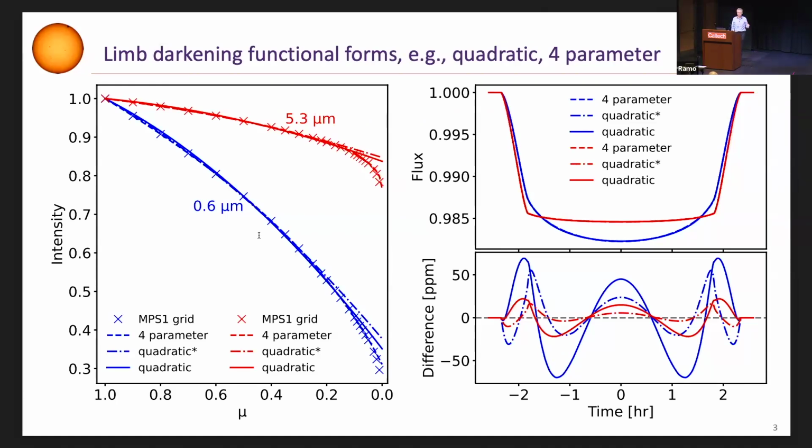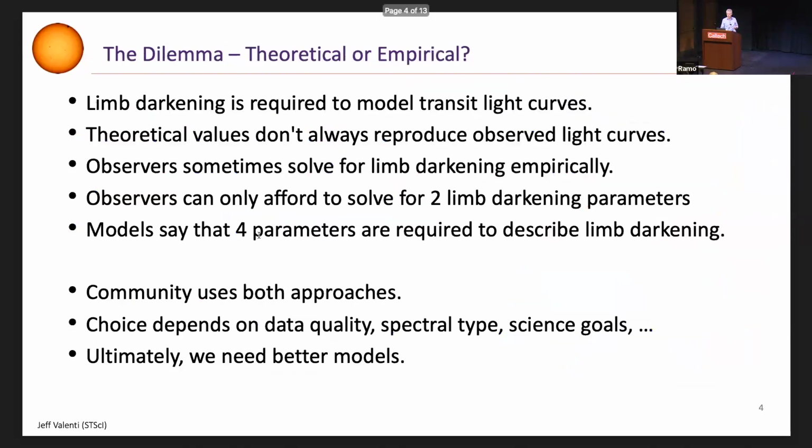And then in the bottom are the residuals. If you do these different approximations, the two different quadratic approximations relative to the 4-parameter, you can see it's a 50 part per million effect. So that's enough to start mattering, right? That's the point. We have data now that we're getting down to that level.